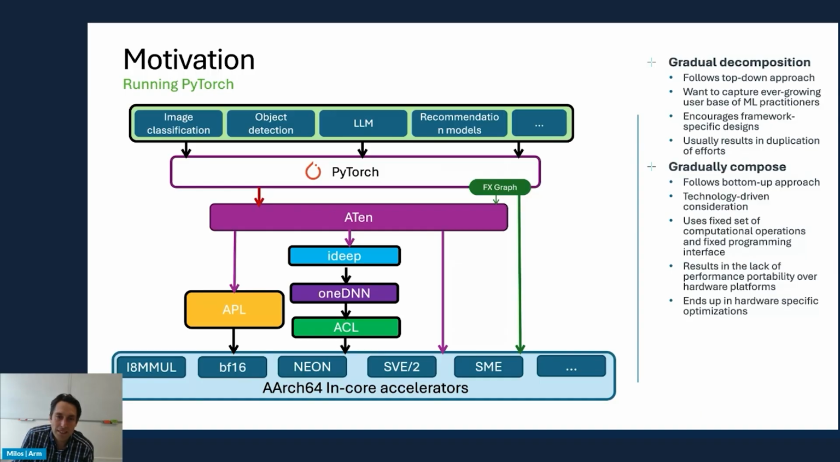So for example, you might start with an operator such as a linear layer that is going to be mapped to the ATen library. And then from this ATen library, as you can see on this image, there are 4 different paths that can be taken in order to efficiently execute and utilize in-core accelerators that are available on ARM. So for example, one path that you can take is via ARM Compute Library, oneDNN and iDEEP, while the other path is by leveraging ARM Performance Library, which is a library that has been used in order to enable the fast execution of PyTorch on ARM. Next slide.